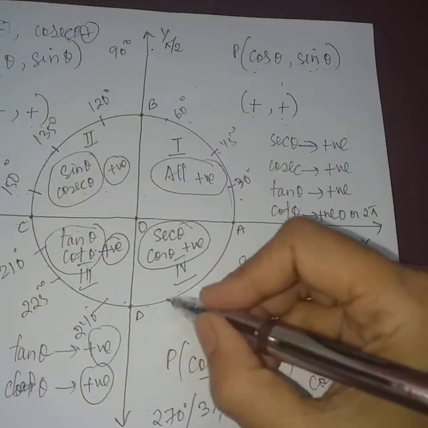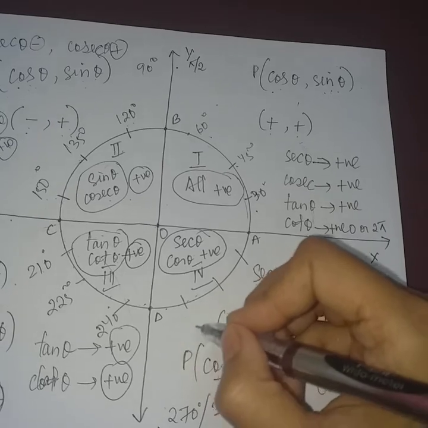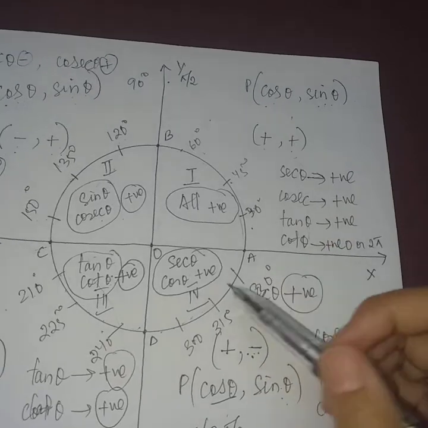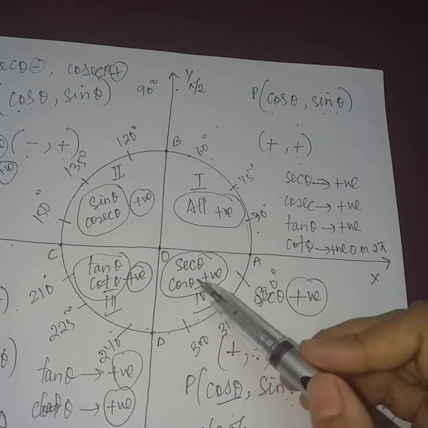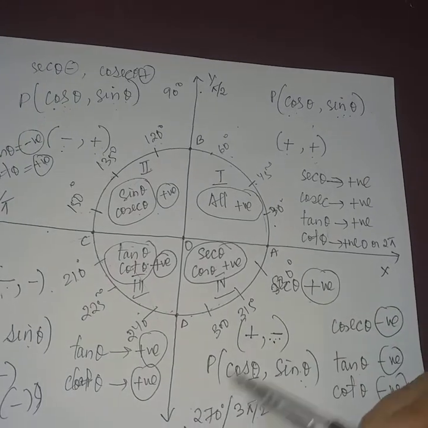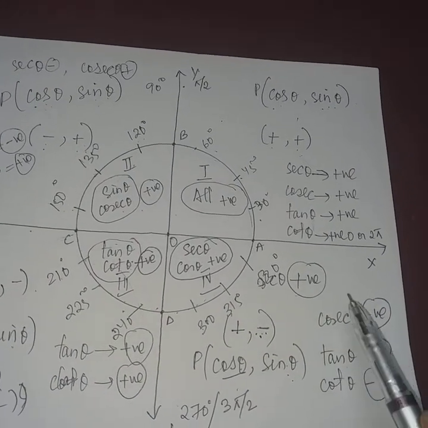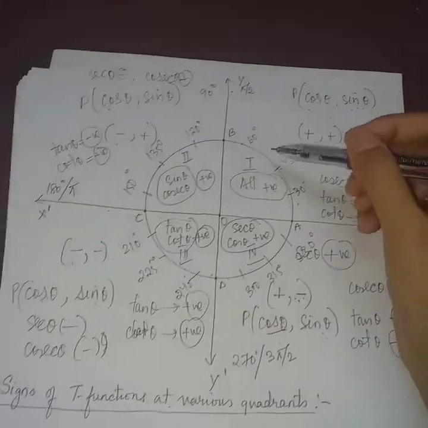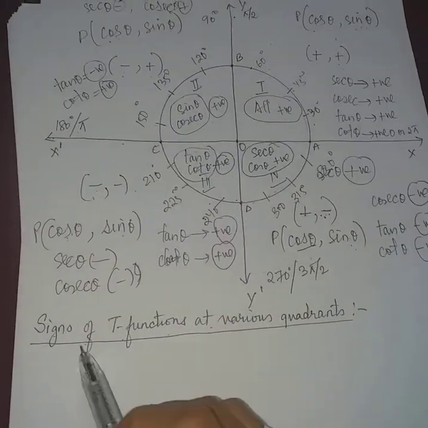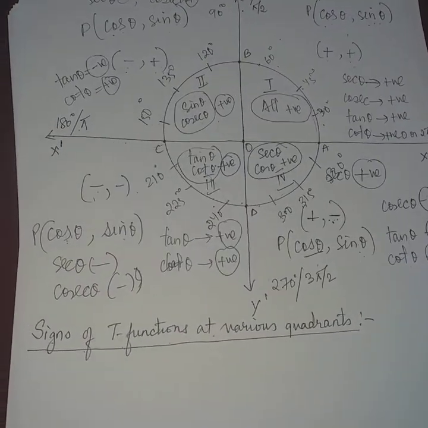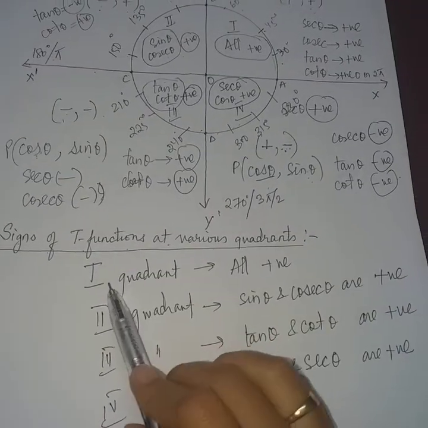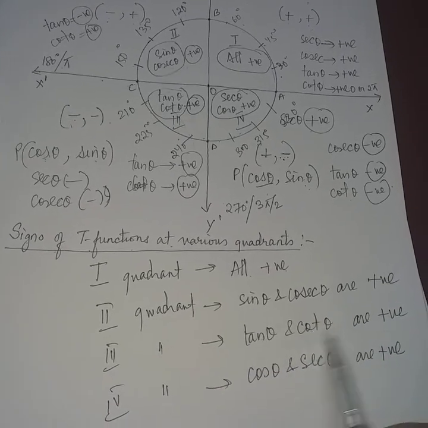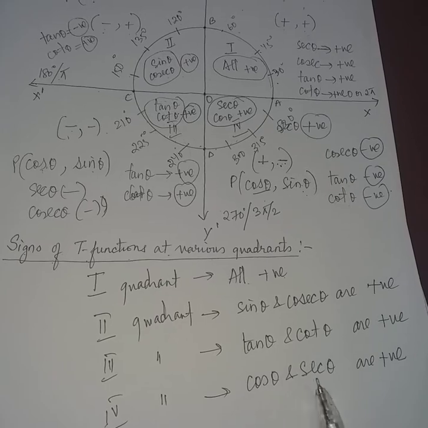Now in the fourth quadrant, we will have angles 300 degree, 315 degree, 330 degree. So sec of all these angles will be positive, cos of all these angles will be positive. That means all others, say cosec, tan, cot, sin, will give a negative value. So this is the signs of trigonometric functions in various quadrants. To sum up, in the first quadrant all are positive, in the second quadrant sin and cosec are positive, in the third quadrant tan and cot are positive, in the fourth quadrant cos and sec are positive.